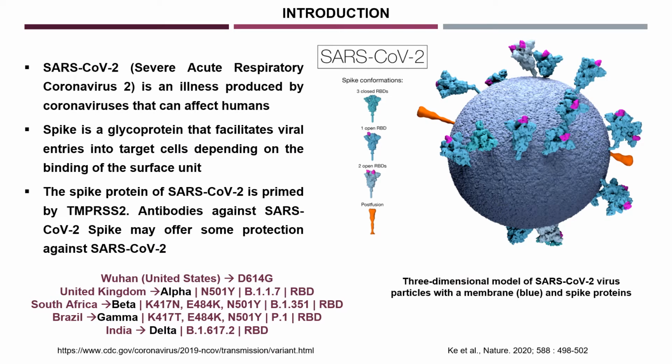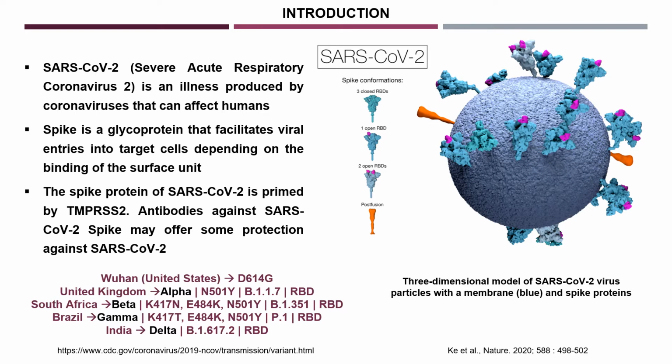The SARS-CoV-2, also known as Severe Acute Respiratory Syndrome Coronavirus 2, was first discovered in December of 2019 in Wuhan, China, producing the COVID-19 pandemic. This virus causes a large number of symptoms affecting the respiratory system in particular. The spike glycoprotein plays an important role in virus infection because it recognizes the receptor ACE2 and facilitates the viral entrance into target cells depending on the binding of the surface unit.